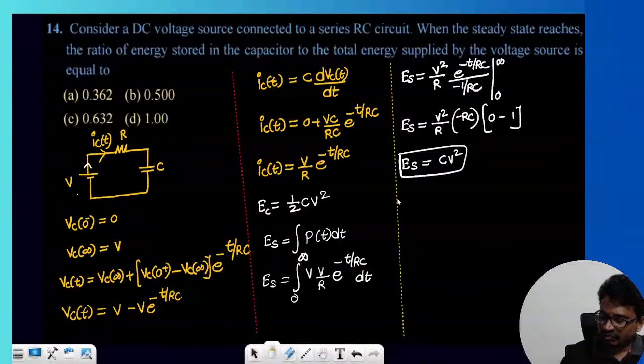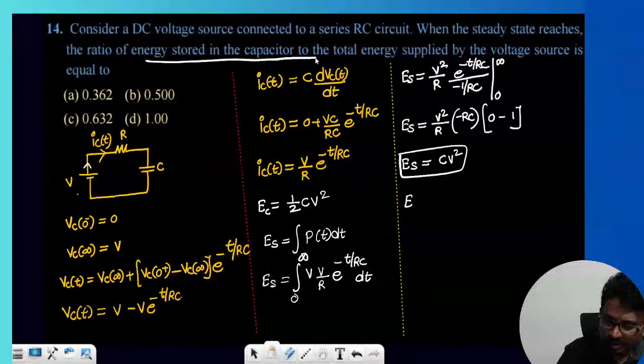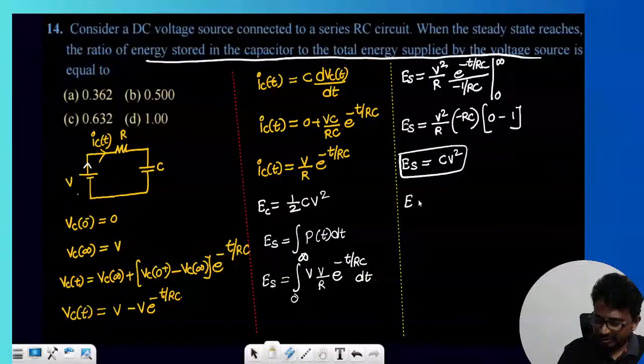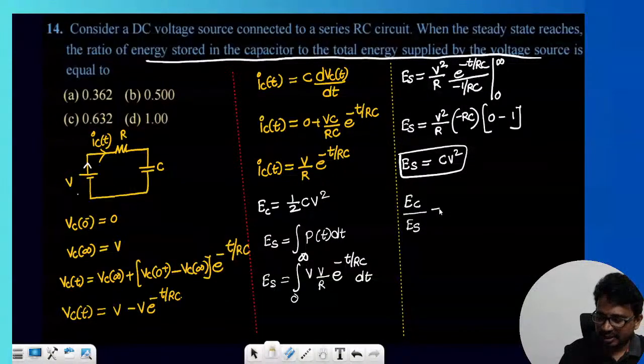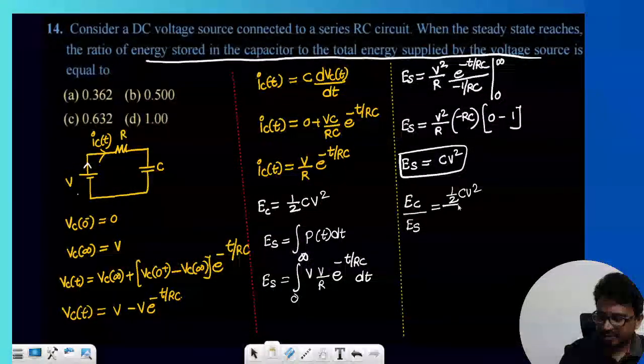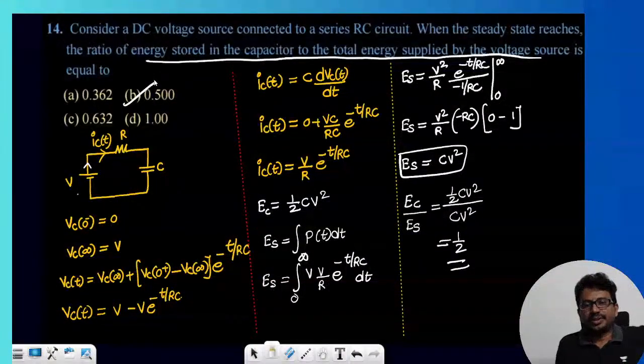Now they are asking to find the ratio between the energy stored in the capacitor and the energy supplied by the voltage source. That means capacitor energy divided by the energy given by the supply. So that is half of CV square by CV square, which is 1 by 2. So what's the answer? Option C.